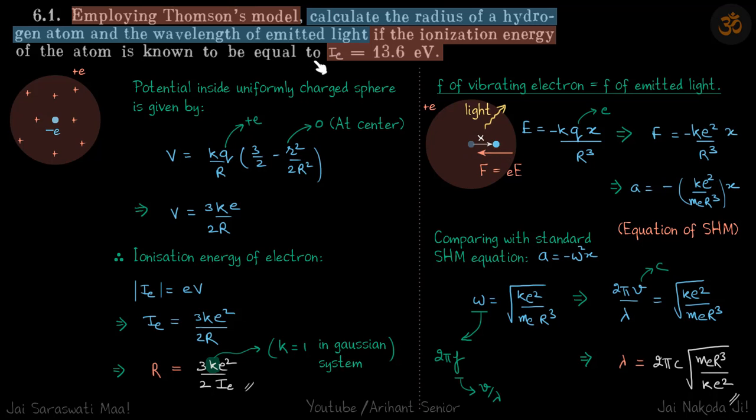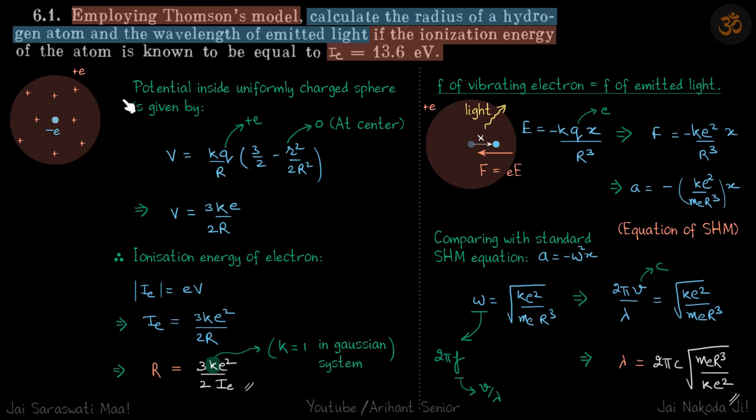Now I hope the question is clear. So now let's solve it. This is the plum pudding Thomson's model, and we need to take the electron out, and for that, how much energy we need is the ionization energy, which is given. Based on that we need to find the radius. How much energy is needed, we will find from the potential at the center.